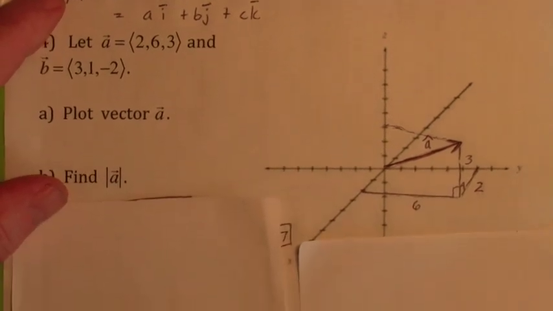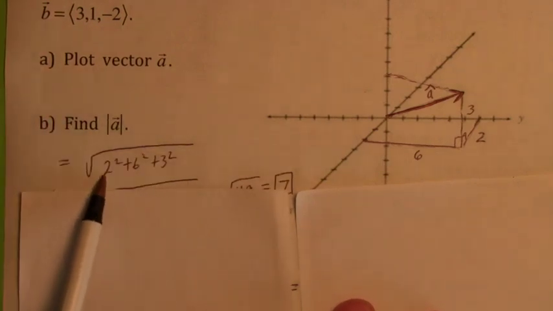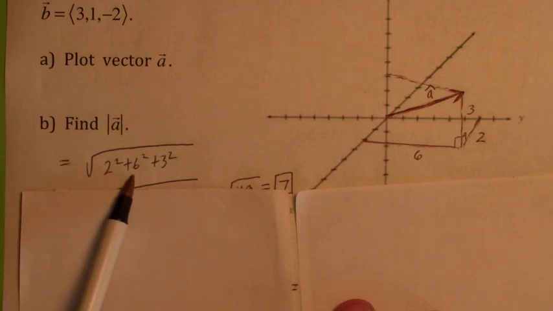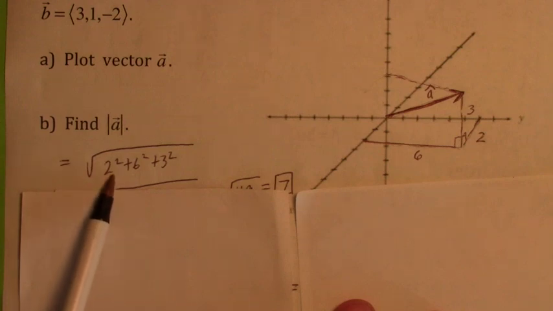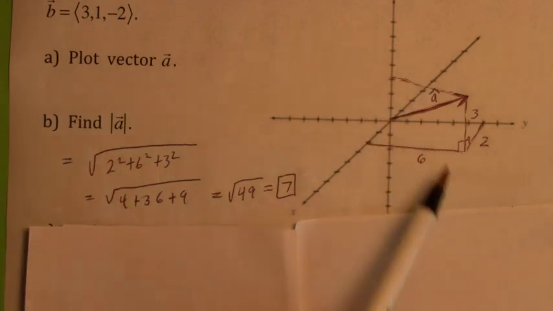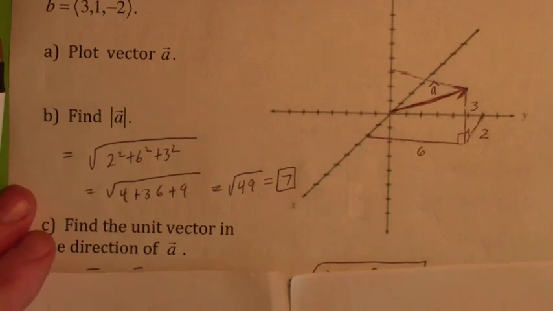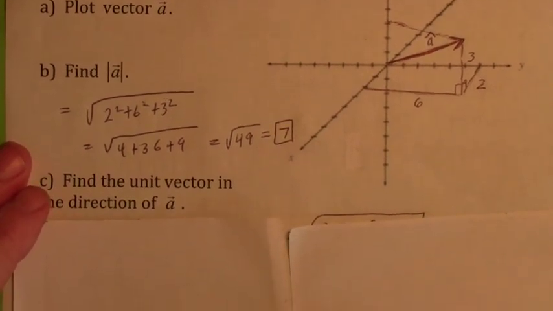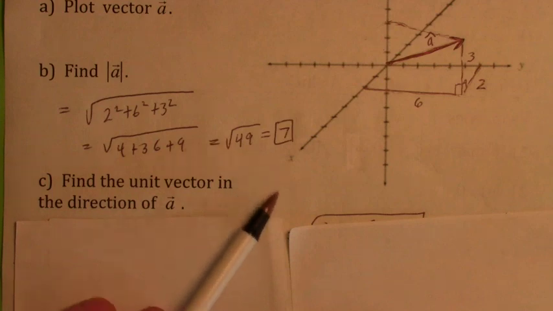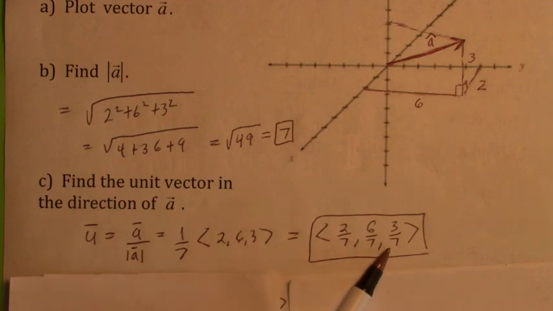What is the magnitude of a? Well, same definition, you would take the square root of the sum of the squares of the components. So it'd be the square root of 2 squared plus 6 squared plus 3 squared, and you get 7. So the length of this vector here is 7 units. How would you find the unit vector in the direction of a? Just like we did before, you would divide each component of a by 7, right? So you'd get 2 over 7, 6 over 7, and 3 over 7 as the unit vector in the direction of a.